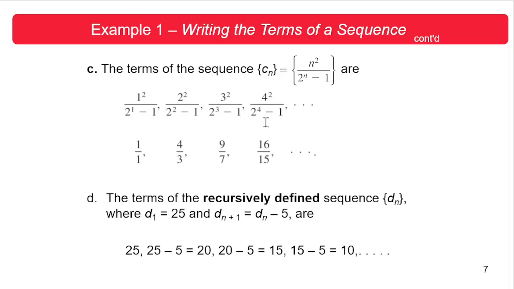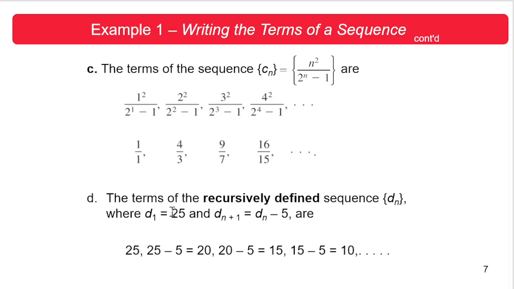For the fourth term, in this case, the value of n is 4. So you have 4 squared over 2 to the fourth minus 1. But 4 squared is 16, and 2 to the fourth is also 16. But 16 minus 1 is 15. So we have 16 over 15 as the fourth term of the sequence. Then you do the same if you want to get the succeeding terms of the sequence.